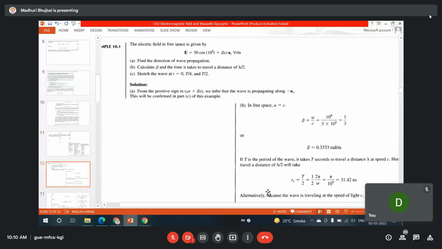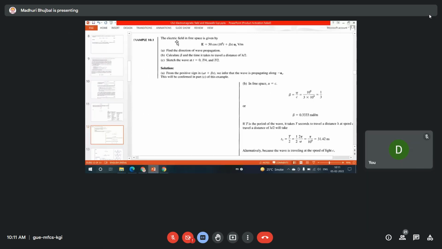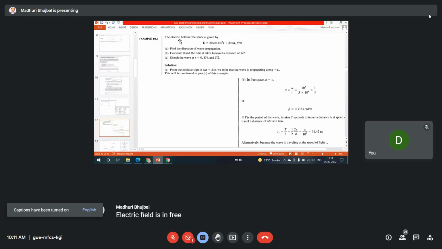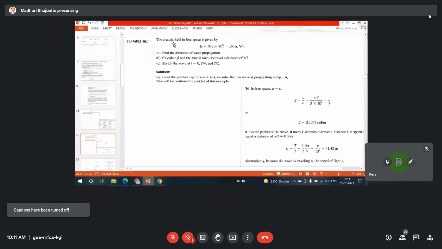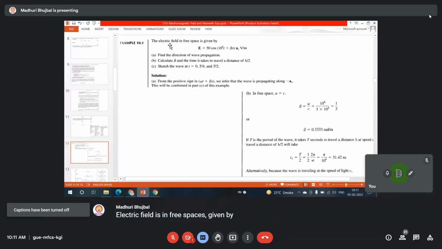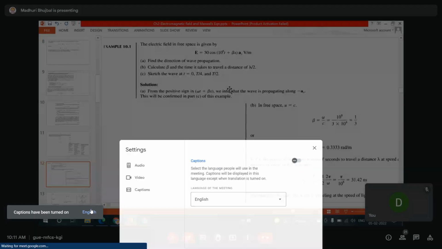Okay, now there is one example, 10.1. यहाँ पे what it is based on, तुम लोग को इलेक्ट्रिक फील्ड इंटेंसिटी का इक्वेशन दिया है. So you can see here example 10.1. Electric field in free space is given by E equals 50 cos of (10^8 t plus beta x) into ay. So ay is the unit vector in the direction of y, and the unit of this E is volt per meter.